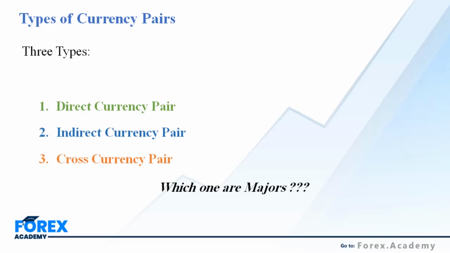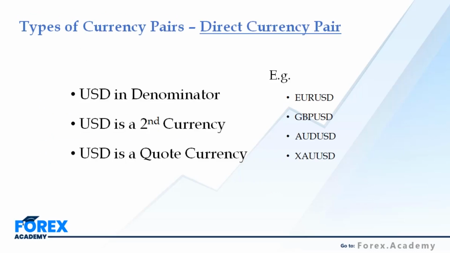So guys, lastly, there are three different types of currency pairs that we trade here. The first type is direct currency pair, the second one is indirect, and the third one is the cross currency pair. Which ones are major? First of all, before describing which ones are major, let me define what is a direct currency pair, what is indirect and what is cross.